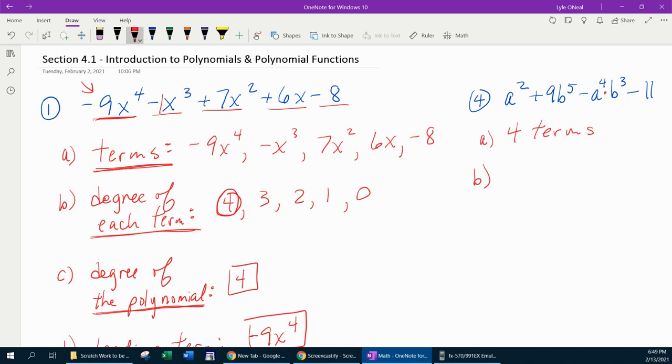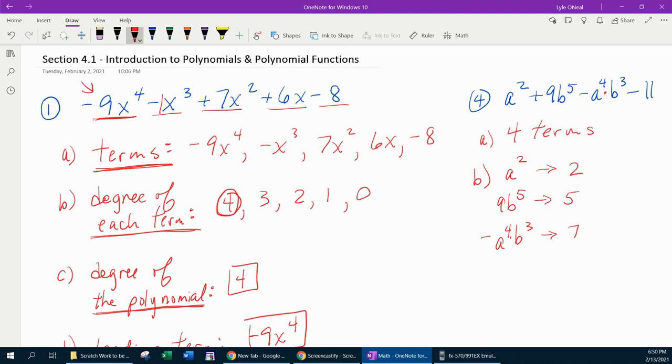So for the first term, the a squared, his degree would be 2. The 9b to the 5th, his degree is 5. And then the -a to the 4th, b to the 3rd. When you have a term that's made up of several variables, in order to calculate the degree of that term, you have to add all of the powers. So the degree of this term, negative a to the fourth, b to the third, would be 7.